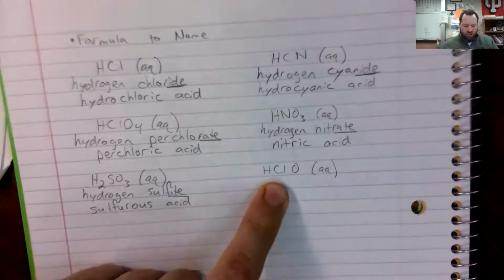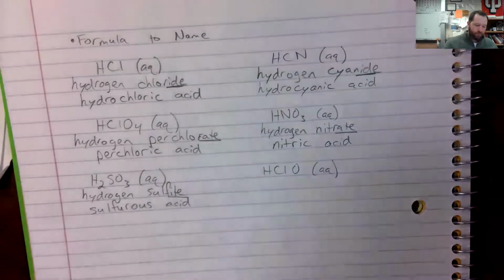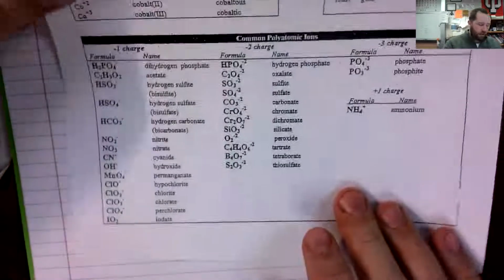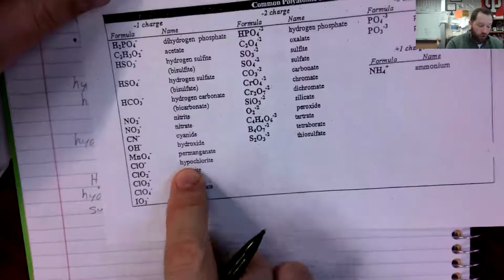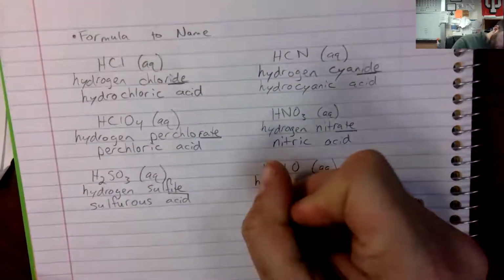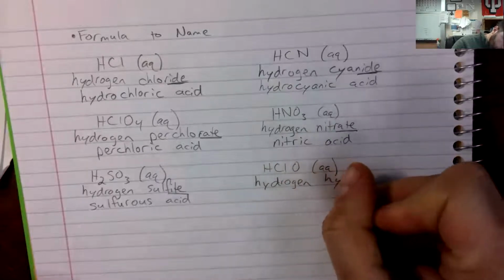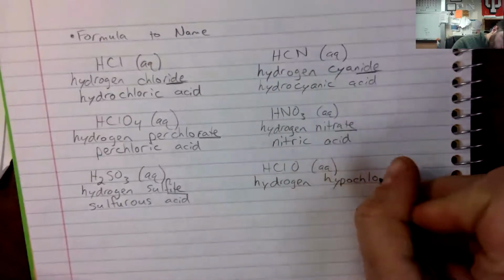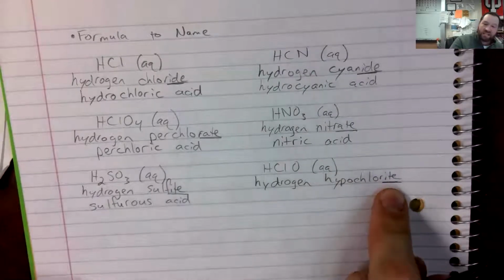And we'll do one more, HClO, and it starts with an H. It ends in aqueous. We need to find ClO. There should be hypochlorite, and there's that ITE. So if we were to name this regularly, we'd call it hydrogen hypochlorite. Again, it ends in ITE.